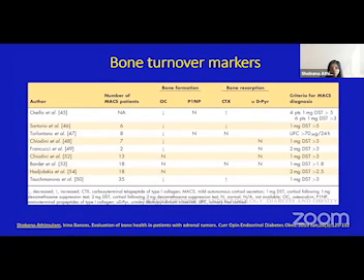This table again summarizes, similar to the one before, findings of bone turnover markers in this group of patients. And once again, the most commonly reduced bone turnover marker, a marker of bone formation, is osteocalcin. Not in all studies, but it is the most consistent one. And in bone resorption markers, the findings are all over the place. Some are either increased, decreased, or normal.